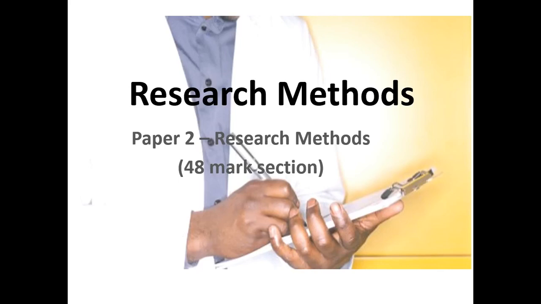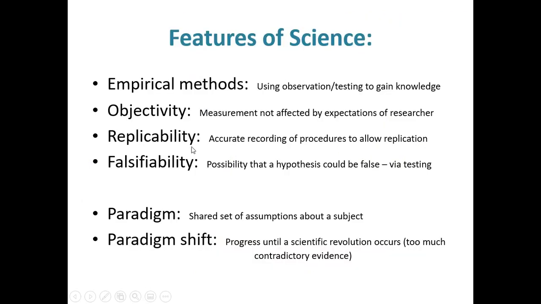Okay, so research methods. We're going to start with experimental methods. So in research methods, the first thing you need to be aware of are what we call the features of science. So these are things that should be present in something for it to be classified as a science.